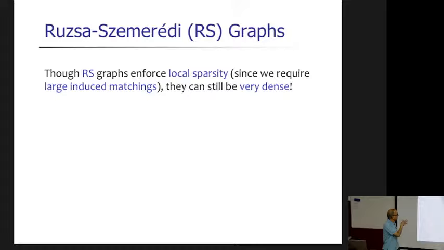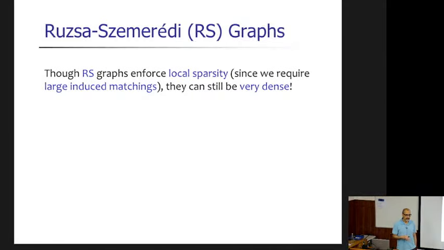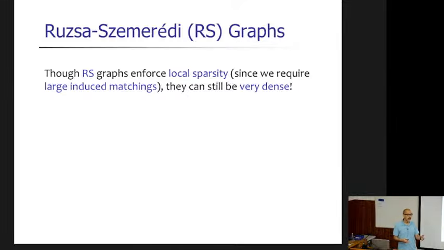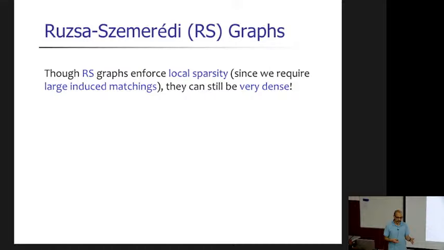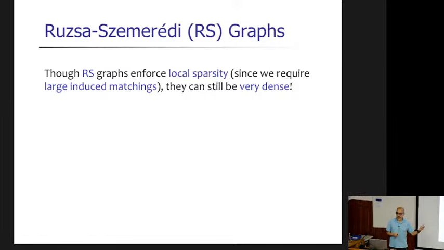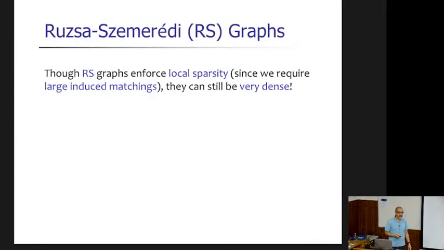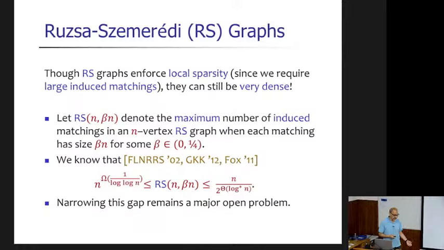Locally, the definition of RS graphs is actually enforcing a very strong sparsity condition. I gave you these omega n vertices participating in this omega n size induced matching. I require all those omega n square remaining edge slots to have no edges. So it would seem like such graphs cannot be very dense, right? Maybe order n log n edges, no more. Right? Turns out they can indeed be extremely dense.